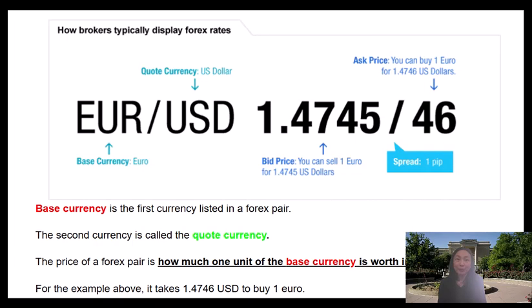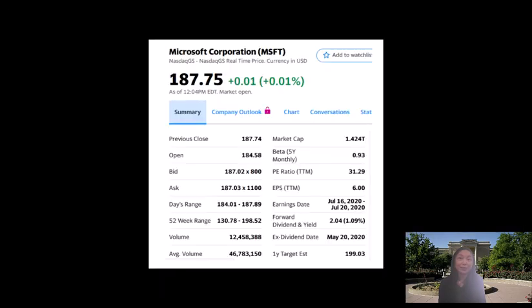The bid is the price at which you can sell the base currency, that's the euro, and the ask price is the price at which you can buy the base currency. This concept is not unique to forex. It applies to the stock market as well. For example, if Microsoft has a bid of 187.02 and ask 187.03, you would sell at the bid price and buy at the higher ask price.